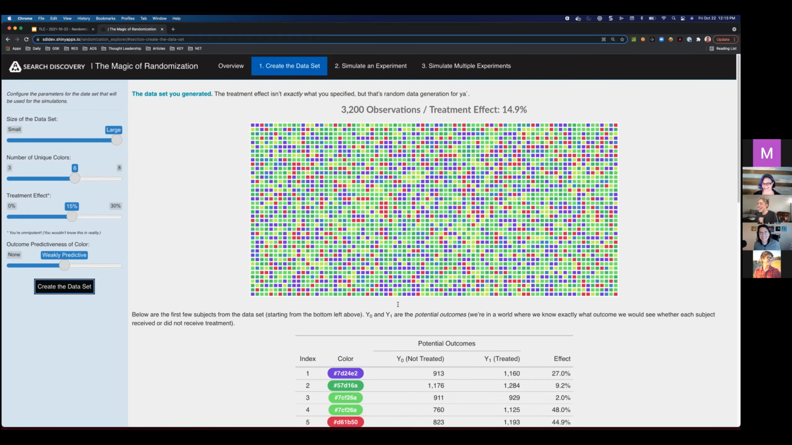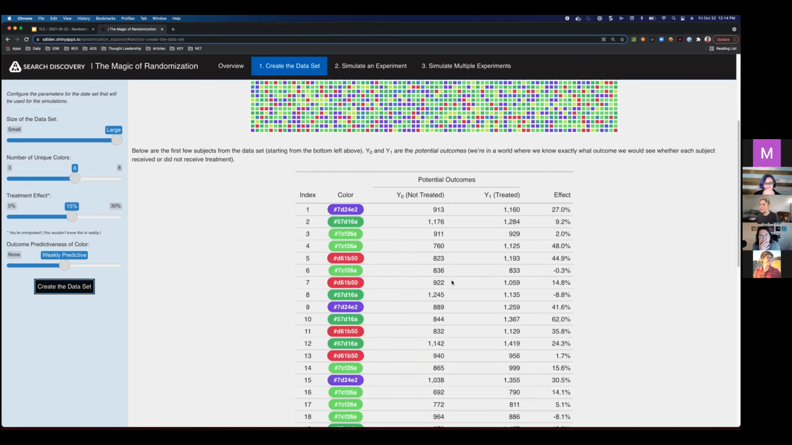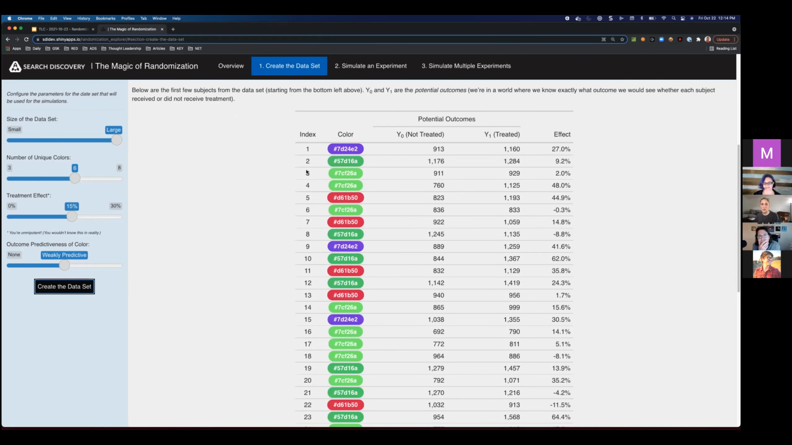Good call. Thank you. So we've set it to be a large sample, and so that's 3,200 observations. We set our true treatment effect to 15%. And when we ran this, what we're seeing is 14.9, because of course we've generated randomness within the data. When we scroll down to look at the data set we built, you can see every single subject has a potential untreated outcome and potential treated outcome to estimate an effect for each subject. Again, this is hypothetical. We would never actually be able to observe both of these values for each subject.